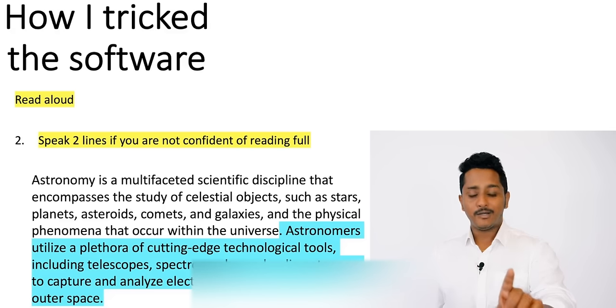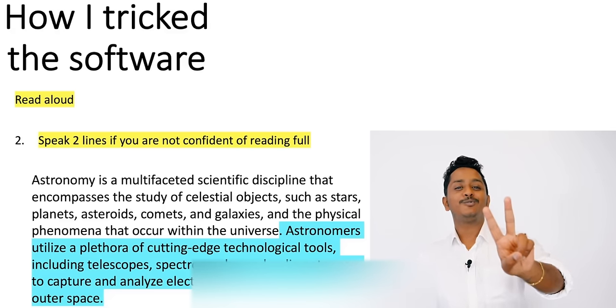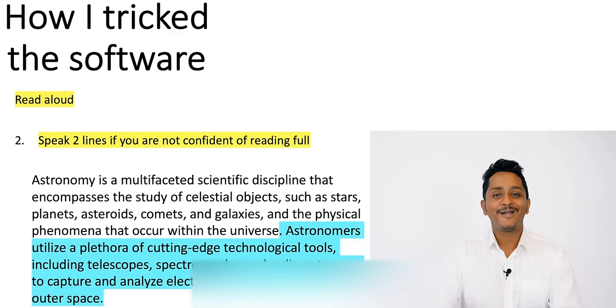Speak one line if you speak perfectly, and don't skip any words. If you're skipping words, then read 2 lines. It will definitely work. That's how you can trick the software.